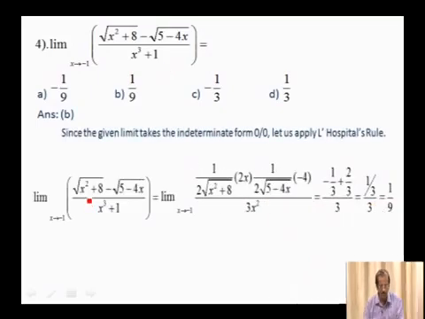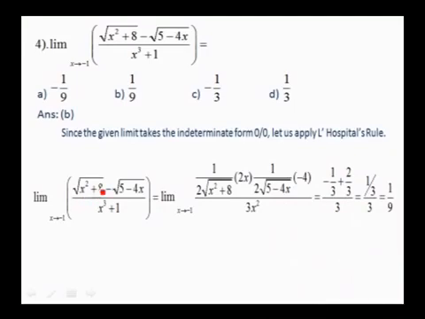Because this takes the form 0 by 0, you can apply L'Hopital's rule. Differentiate the numerator. So 1/2 root x square plus 8 into 2x, differential of root of x square plus 8, 1/2 root x square plus 8 into 2x, so minus 1/2 root 5 minus 4x into minus 4. Now the denominator x cube plus 1 gives 3x square.